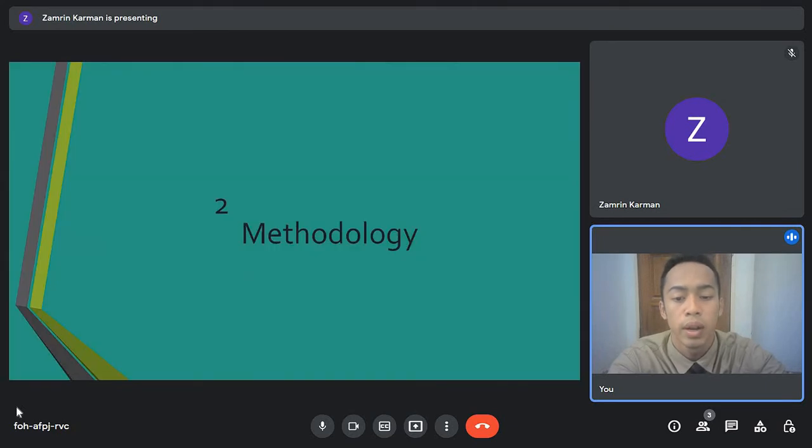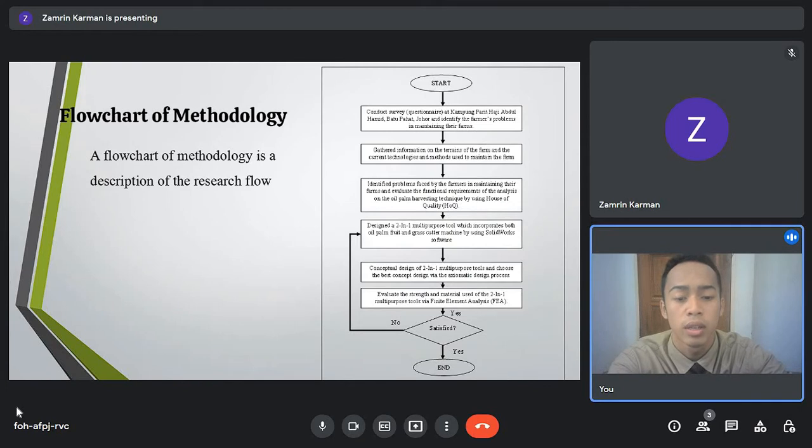For the methodology, before proceeding to the design evaluation, a survey was conducted at Kampung Parit Haji Abdul Hamid, Johor, to identify the problems the farmer faces in maintaining their farm and harvesting. After that, all the information was gathered and evaluated in the house of quality for each functional requirement. Next, based on the HOQ, a new concept design is developed based on the needs and functional requirements using the axiomatic design process. Before the design evaluation, each design will have its strength tested using finite element analysis based on the material used. Lastly, the new concept design will be evaluated after all the analysis has been done.